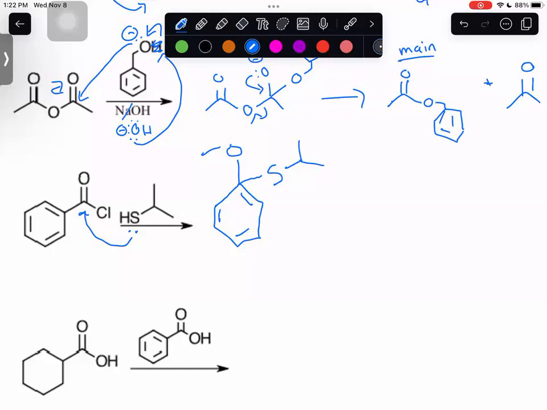You're kind of like killing that carbon that's connected to the oxygen and sulfur. Keep the same carbon skeleton. Just change that sp2 configuration of the carbonyl to sp3.